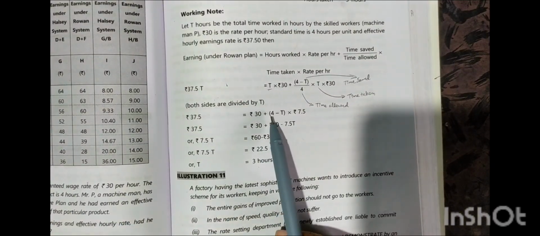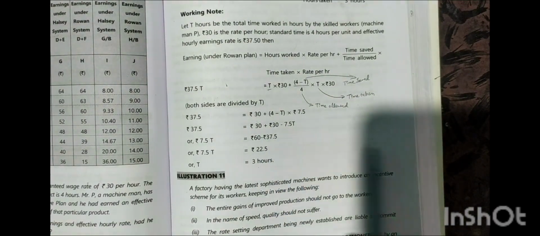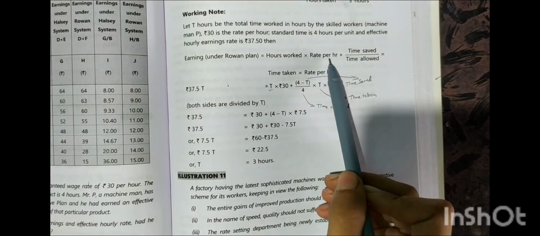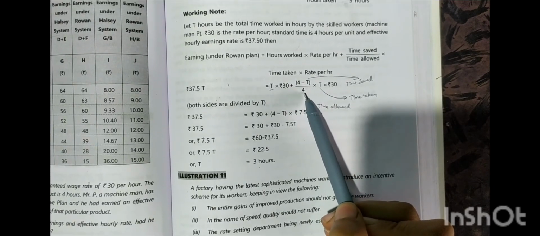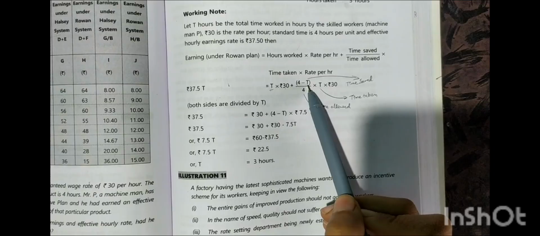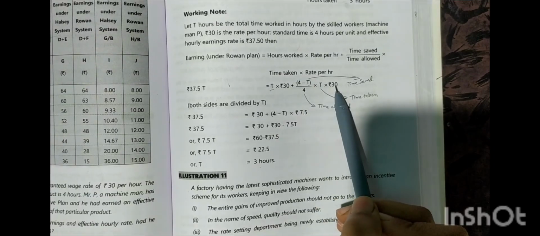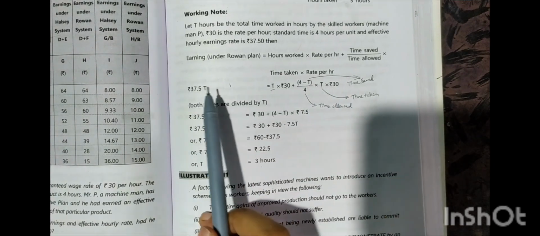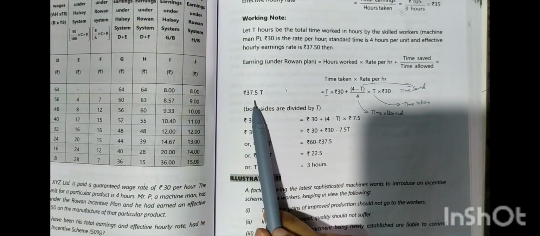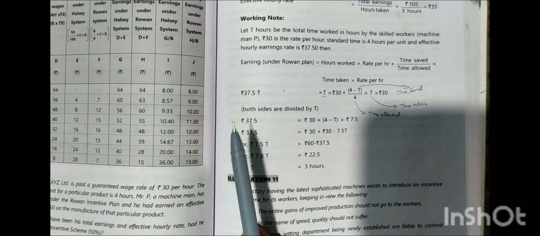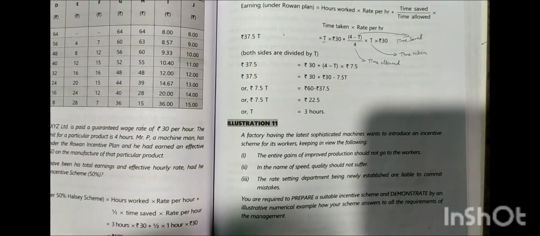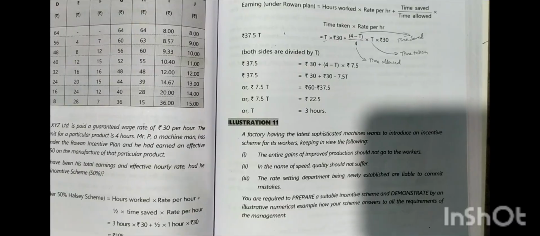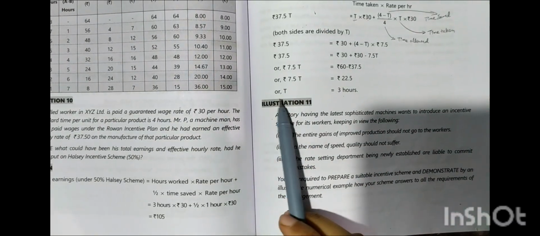So hours worked into 30 rupees, and time taken we don't know, so we're going to take it as T itself, and time taken upon time allowed standard time, it is 4 hours, and time saved is 4 hours minus whatever time they have taken, it is time saved into rupees 30 per hour as the wage rate. And under Rowan it is 37.5 into T, time taken. So by solving this whole equation, we're going to get the time taken as 3 hours.